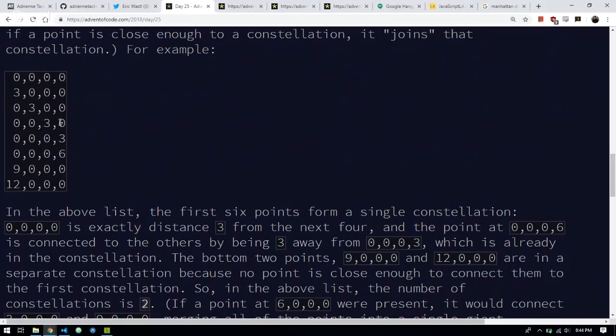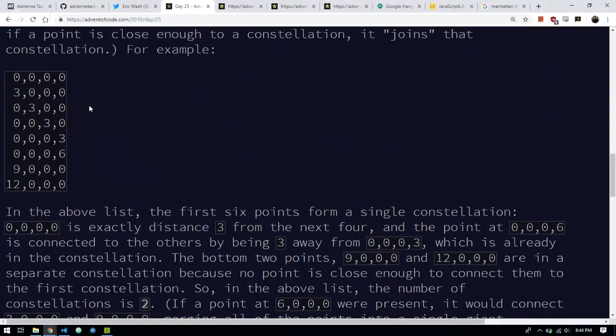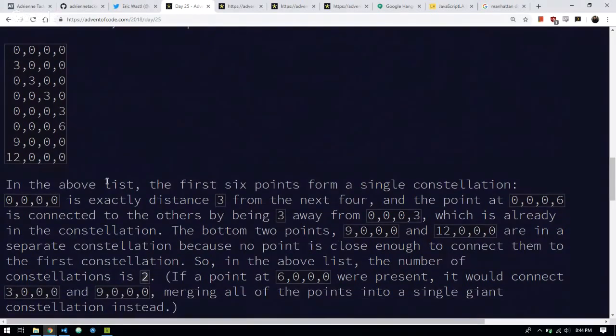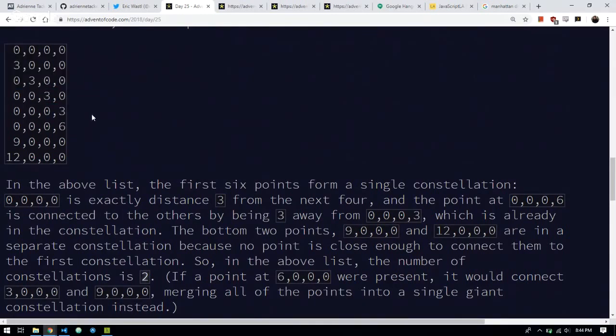3. 1, well, that's more than 3, unless this is counting these 3 as the 3. 1, 2, 3, or the other way. See, I'm not understanding the question. That's what I thought it was. The point at 0, 0, 0, 6 is connected to the others by being 3 away from 0, 0, 0, 3. Okay. Which is already in the constellation. The bottom 2 points, 9, 0, 0, 0 and 12, 0, 0, are in a separate constellation because no point is close enough to connect them to the first constellation.